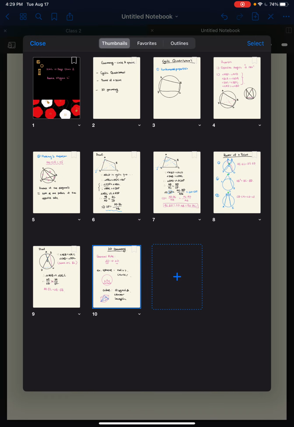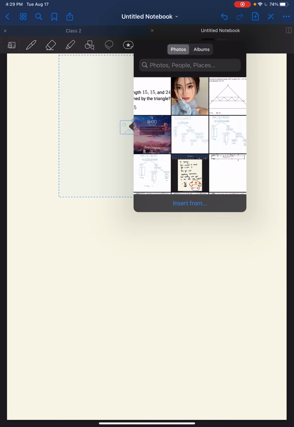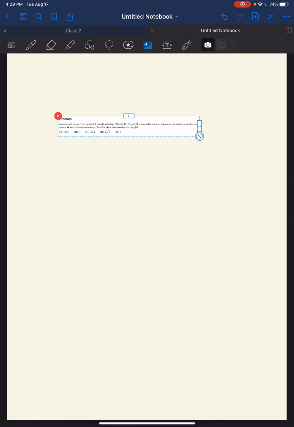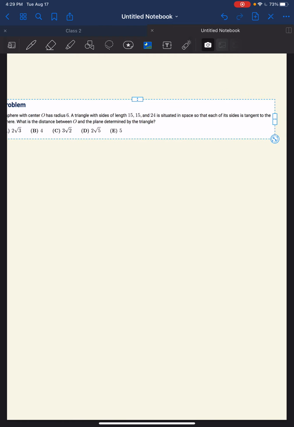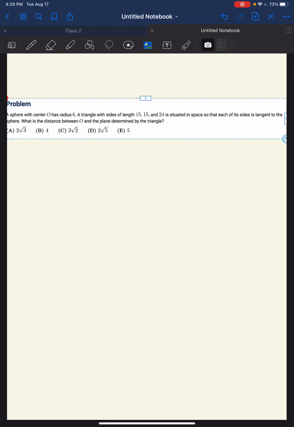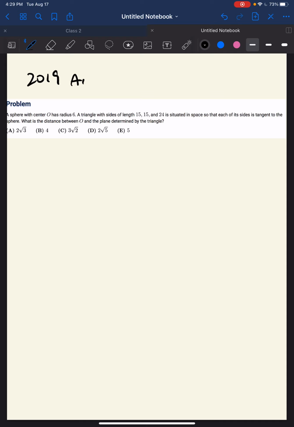So last, I'm gonna give you guys a question to try out. This question is from AMC 10, 2019 AMC 10A, Question 21. So hopefully you guys can solve this.